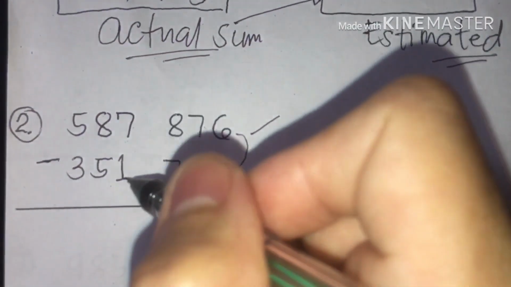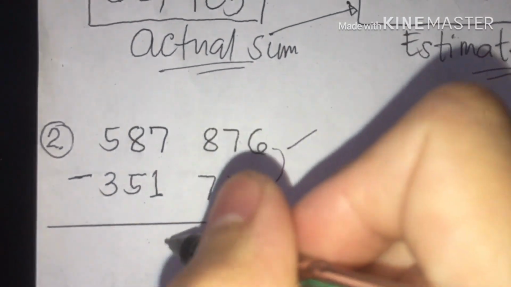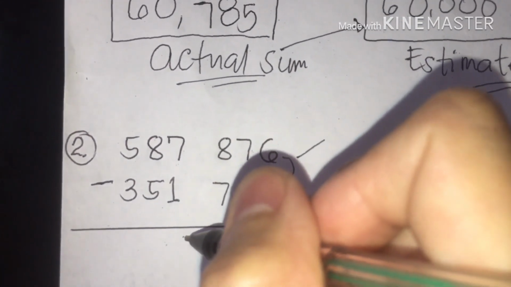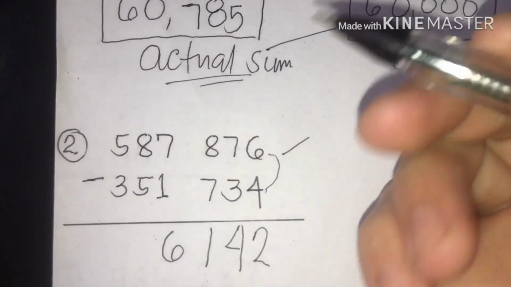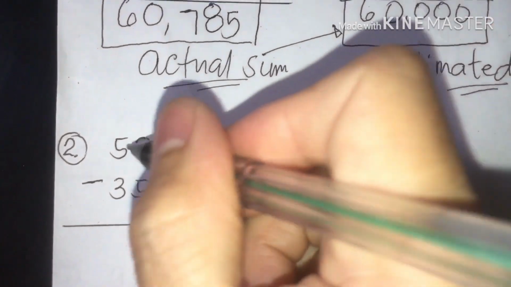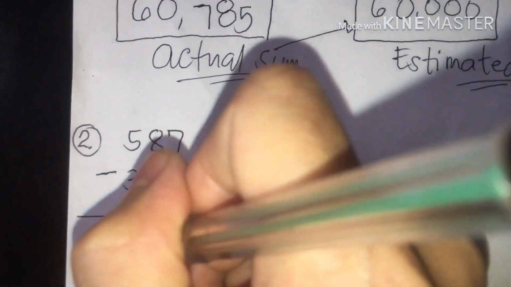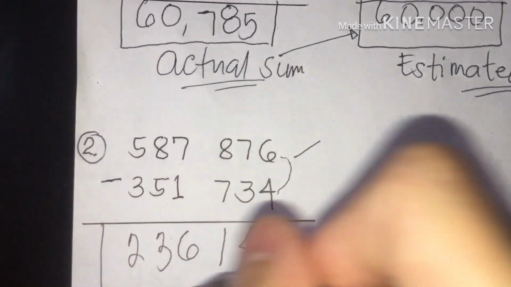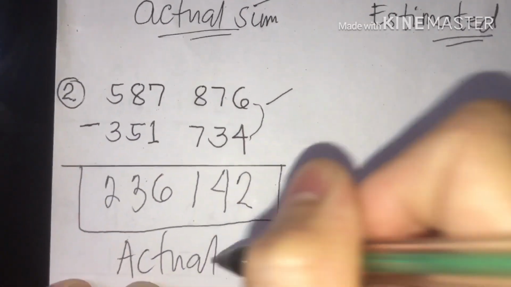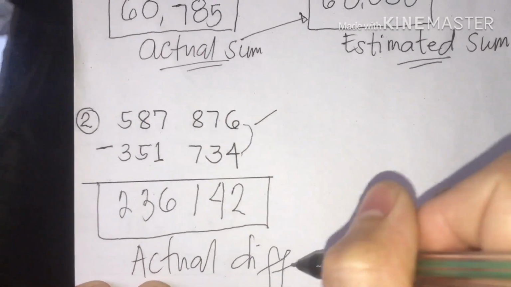Next, 7 minus 1. No need to regroup because this is a difference, we just subtract it. Next, 8 minus 5, then we write. Then 5 minus 3. So this will be our actual difference.